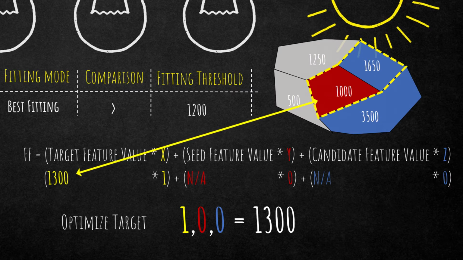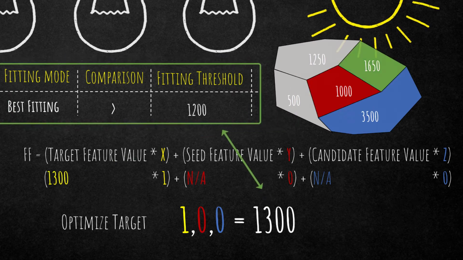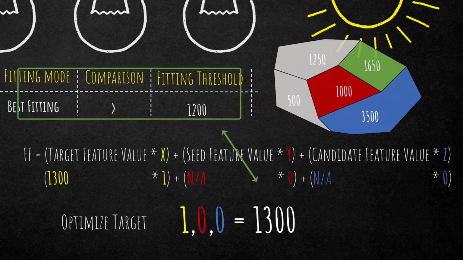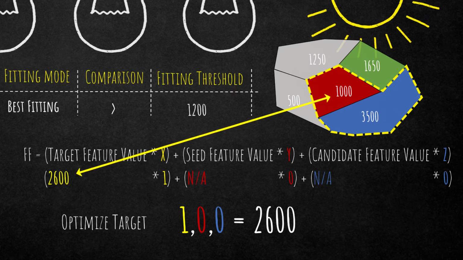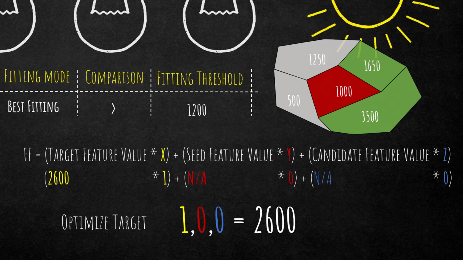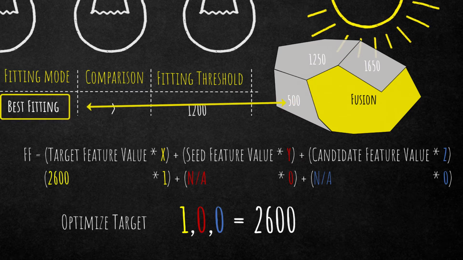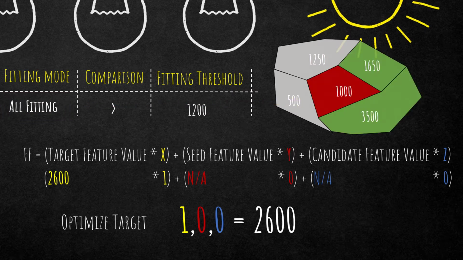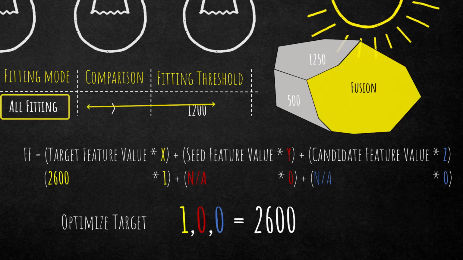Here we see the final value would be 1300. That's good. It's green, it fulfills our fitting function. And the next one, the candidate with the highest value, and the result would be of the target 2600, and that also fulfills our definition. But now the fitting mode comes into play. We chose best fitting. That means it fuses with the best fitting candidate. And if we change that, for example, to all fitting, it would merge both that fulfill the criteria. Best fitting only the best one, okay?